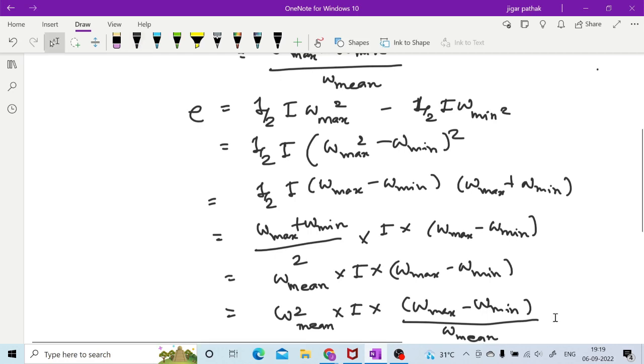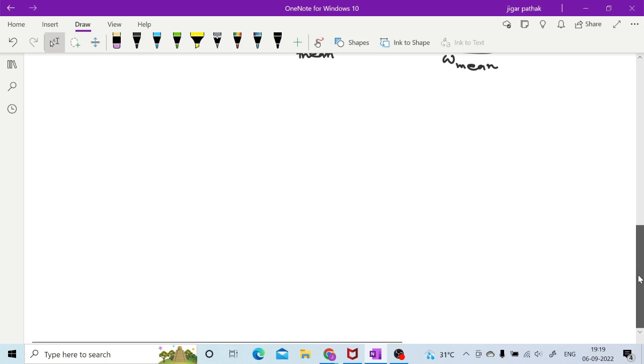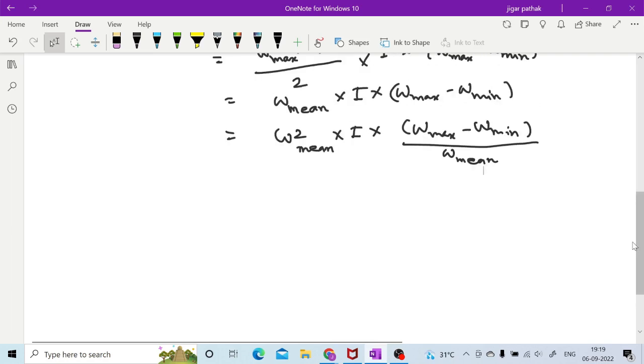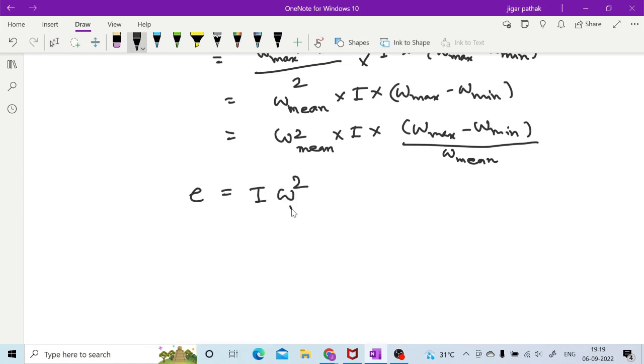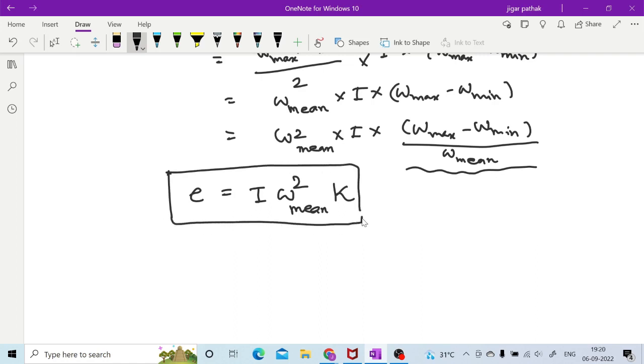So now if you write this equation finally, then you can write it like this: E is equal to I omega square, this is mean omega, into K, because you have defined this term as K, coefficient of fluctuation of speed, right? So this is a very important equation, because you will be asked questions based on this equation in GATE, right? So this is how you have this relation. This E is fluctuation of energy, right?